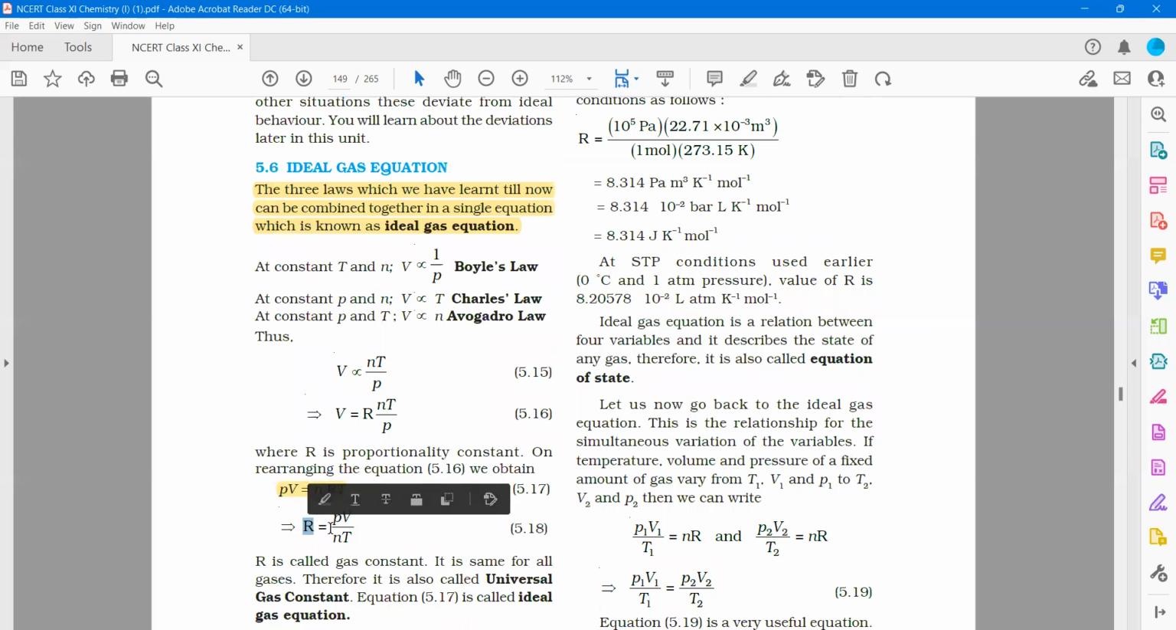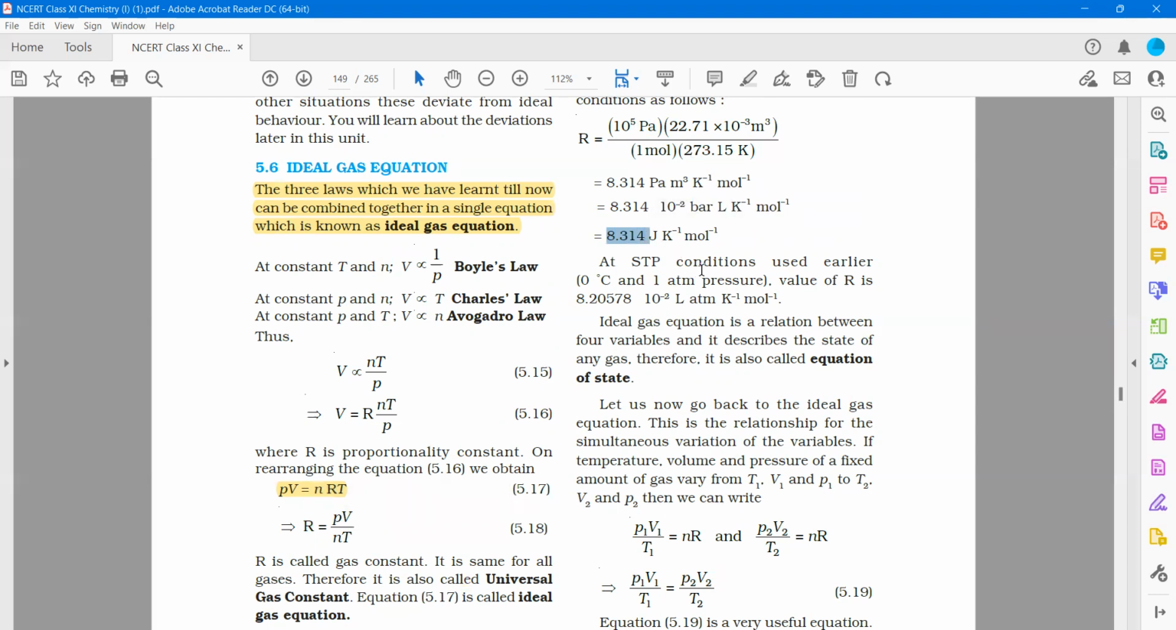So here pressure should be 10 to the power of 5 Pascal. That is a standard pressure. Volume is 22.71 into 10 to the power of minus 3 meters cubed. It is also at constant and at STP. Now n is 1 mole and temperature is 0 degrees centigrade, or we can say 273.15 Kelvin. So if we put all of these values, you will get the value of R as 8.314 Joule per Kelvin per mole.